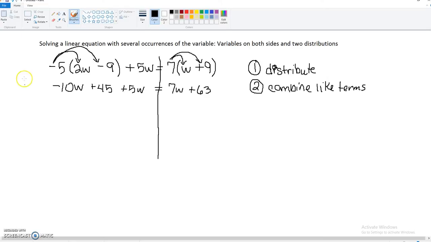Okay, so we're going to go over here, and we've got a -10w and a +5w. So that means we've got a -5w. We're going to bring down our plus 45 equals 7w plus 63.